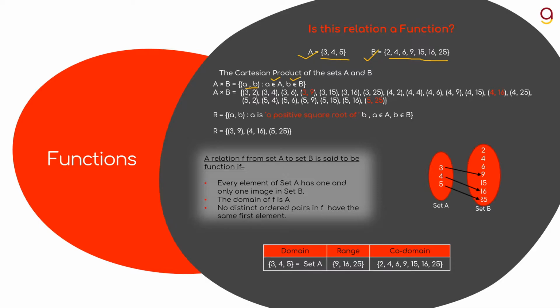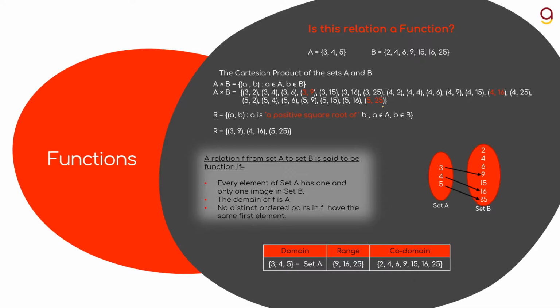So, A cross B is the set of the following ordered pairs. It's 3 paired with each of the 7 elements of set B. Next, 4 paired with each of the 7 elements of set B. And then 5 paired with each of the 7 elements of set B. We get the 21 ordered pairs.